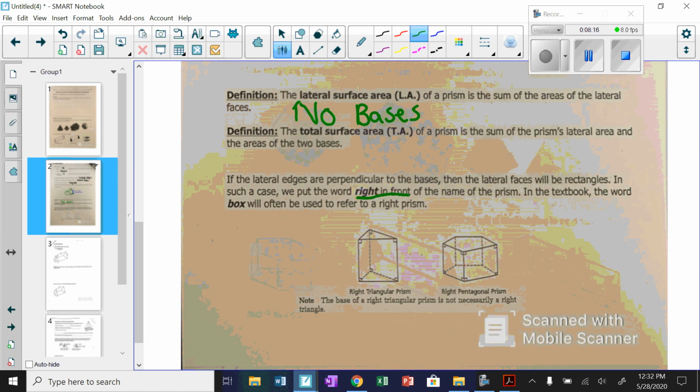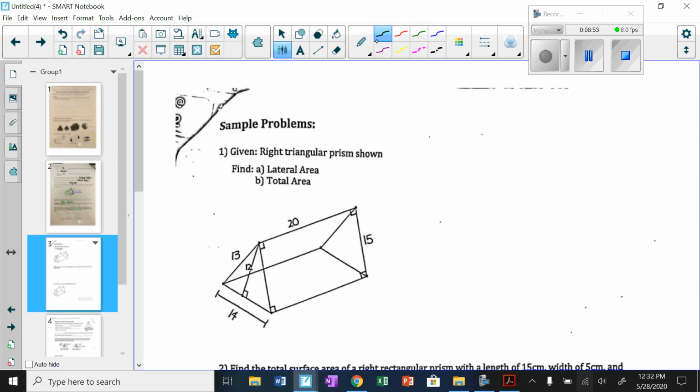We put the word right in front of the name prism. For example, a right triangular prism. A right triangular prism doesn't mean that our triangle is a right triangle. Not at all. What it does mean is that our parallelograms now have right angles. And what is a parallelogram with right angles? It is a rectangle. This is going to be huge because most of the prisms we're going to be dealing with are going to be right. In the textbook, sometimes it uses the word box to represent right. It just means that the lateral faces are now rectangles. So let's turn the page and do some sample problems.